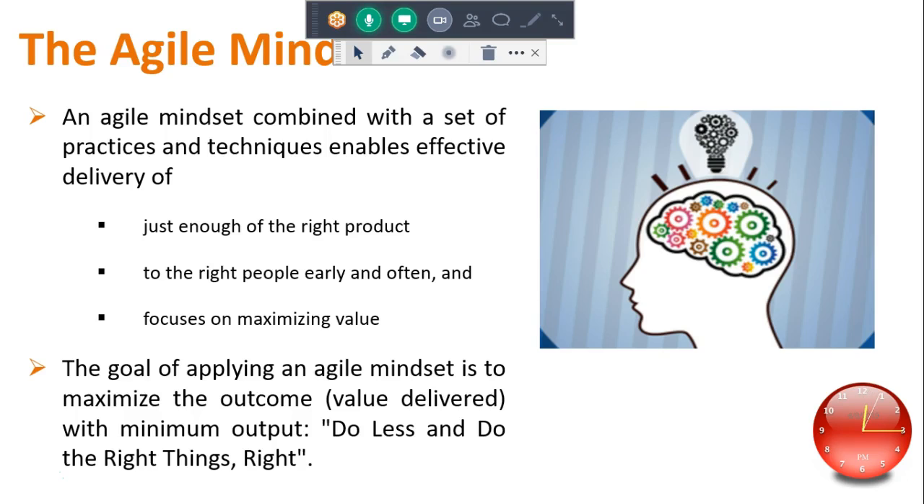Again, outcome and output are two key terms in this. Outcomes are what we're trying to achieve, the value that we're trying to deliver to the organization, and the output is the effort and the specific things that we have to do in order to achieve that outcome. The idea is to maximize the outcome and minimize the output.